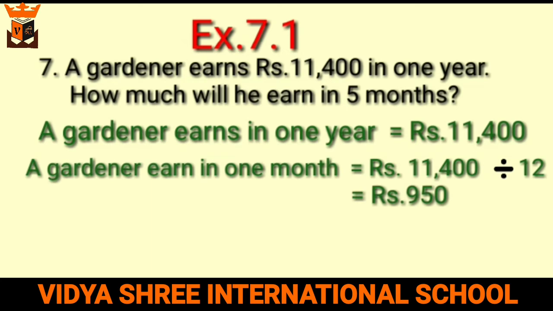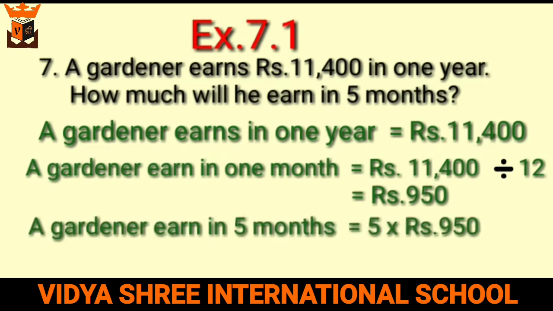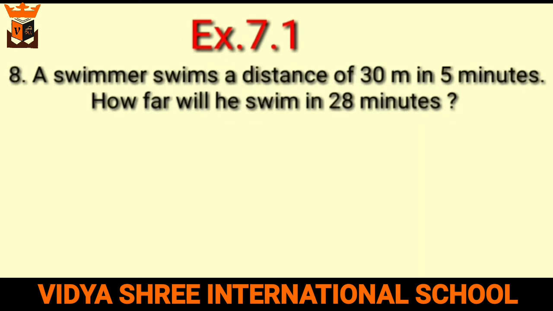Now we can find out how much a gardener earns in 5 months, which will be 5 multiplied by 950, which is equal to 4,750. Question number 8 is, a swimmer swims a distance of 30 meters in 5 minutes. How far will he swim in 28 minutes?